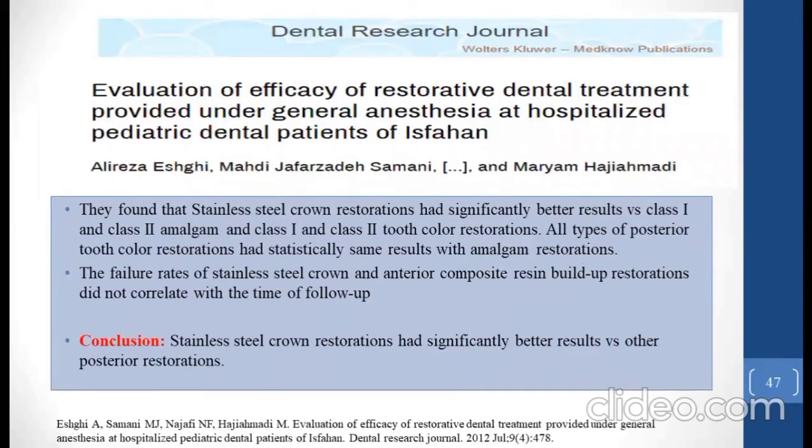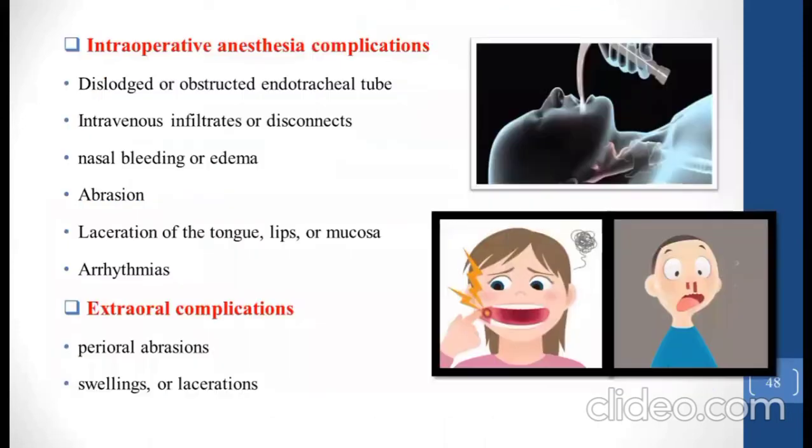The Dental Research Journal, evaluation of efficacy of restorative dental treatment provided under general anesthesia at hospitalized pediatric dental patients of Isfahan. They found that SS crown restorations had significantly better results versus class 1 and class 2 amalgam and class 1 and class 2 tooth color restorations. All types of posterior tooth color restorations had statistically the same result as amalgam restorations. And the failure rates of SS crowns and anterior composite resin buildup restorations did not correlate with the time of the follow-up.